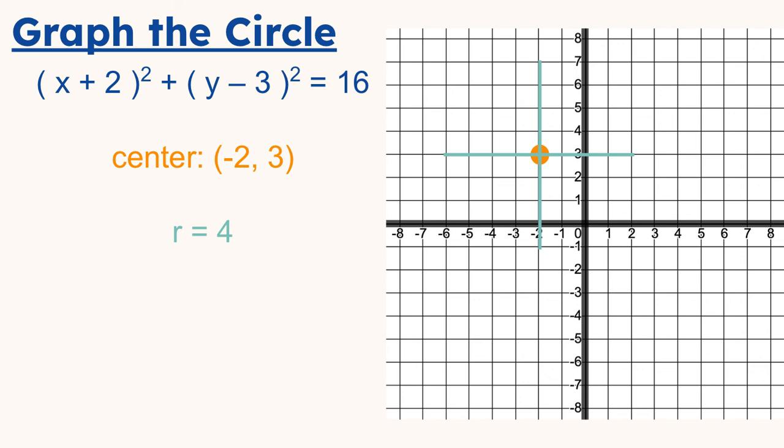When you do this on Canvas, you're going to start by graphing this center point, and then as you move your mouse out, it's going to automatically create a circle for you, and you're just going to move over a radius of 4. Your circle should look like this.